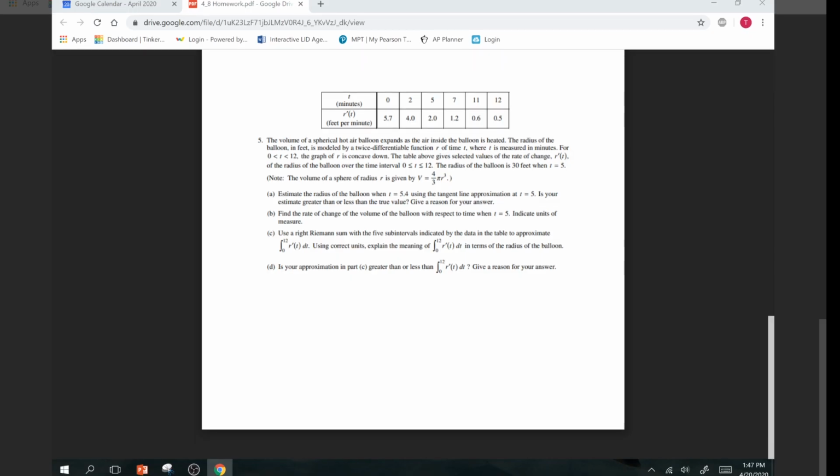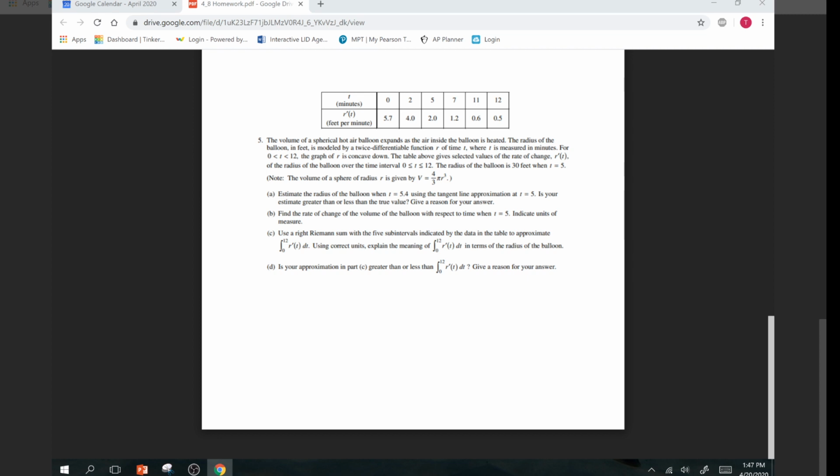Last one. This one's easier in my opinion. So, estimate the radius of the balloon when t equals 5.4 using the tangent line approximation at t equals 5. Is your estimate greater or less than the true value? Okay.